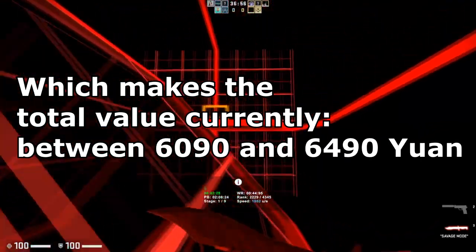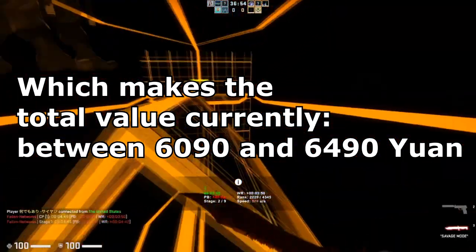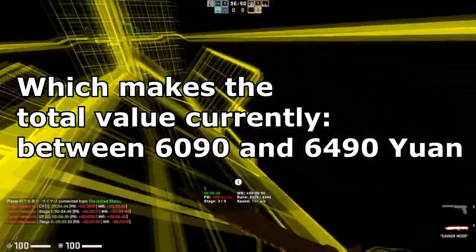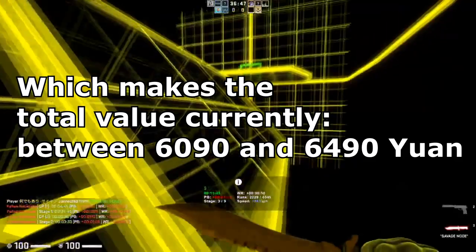We're going to have a margin of error of about 200 yuan or so, just to figure out the actual sell prices for a lot of these items, because some are going to sell higher than the 66% point, and some are probably going to sell lower than the 66% point.